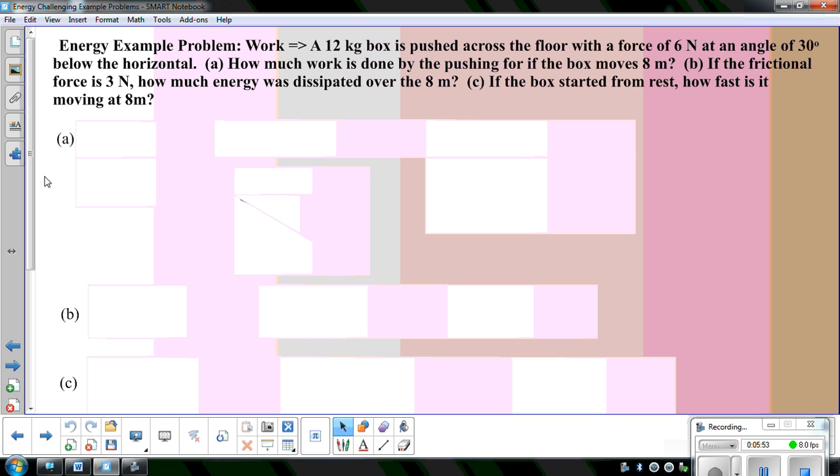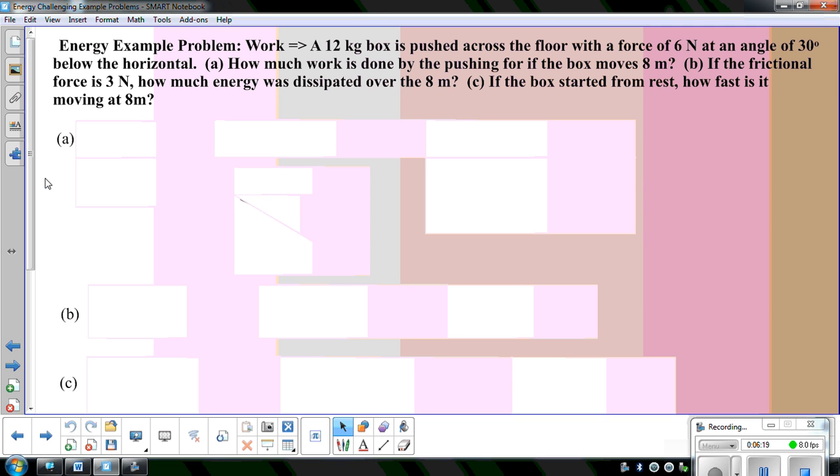Okay, this is an example problem where we're using work. Now, we've used work in previous problems, but you're going to see that this one is a little bit different than what we were doing in the past. So we have a 12-kilogram box being pushed across the floor, assume it's a horizontal floor, and it's pushed with a force of 6 newtons at an angle of 30 degrees below the horizontal.